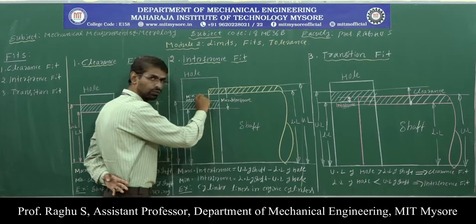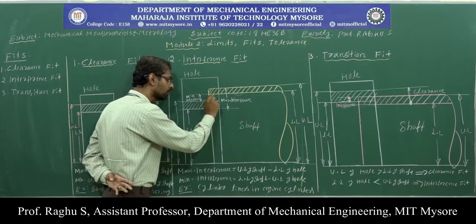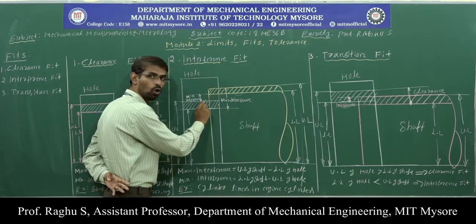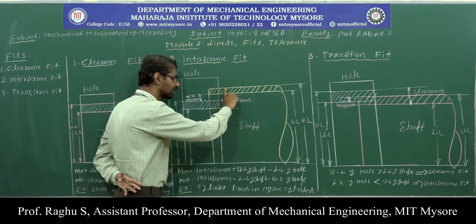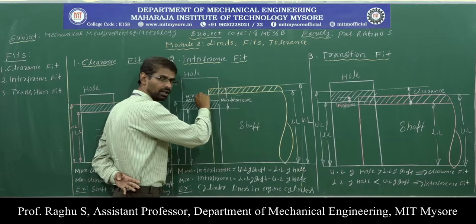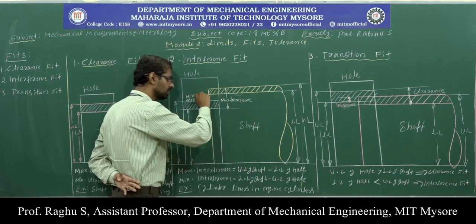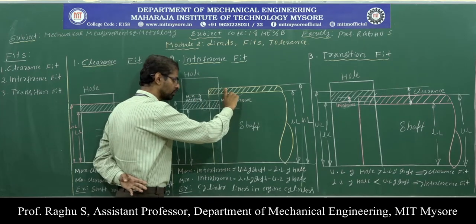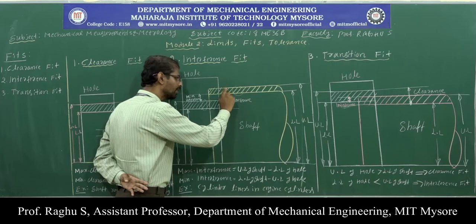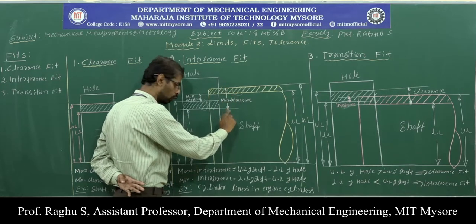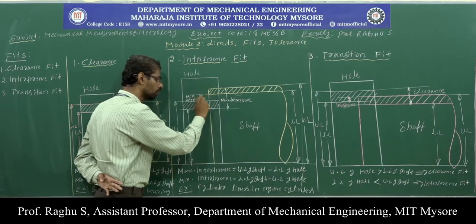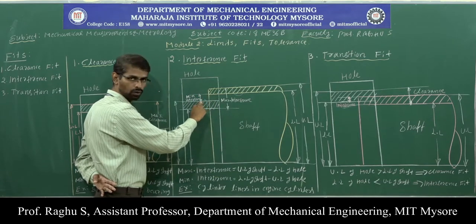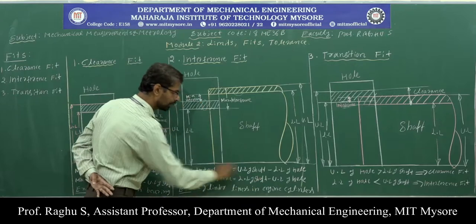Minimum interference is equal to lower limit of shaft minus upper limit of hole. Once again I am going to explain. This is the maximum interference and this is the minimum interference. Maximum interference is equal to upper limit of shaft minus lower limit of hole. Minimum interference is equal to lower limit of shaft minus upper limit of hole.